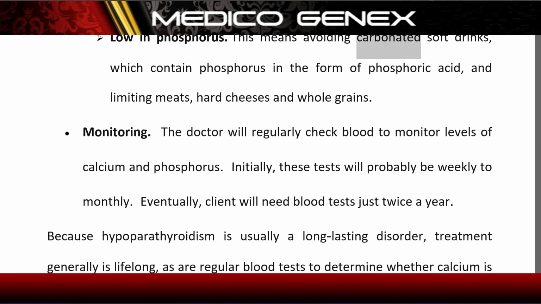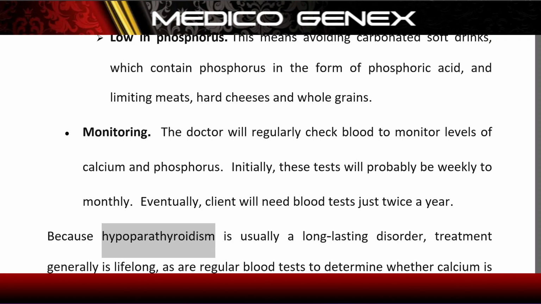Low in phosphorus. This means avoiding carbonated soft drinks, which contain phosphorus in the form of phosphoric acid, and limiting meats, hard cheeses and whole grains. Monitoring. The doctor will regularly check blood to monitor levels of calcium and phosphorus. Initially, these tests will probably be weekly to monthly. Eventually, client will need blood tests just twice a year.